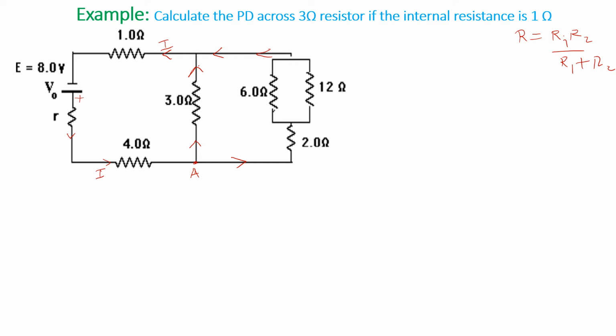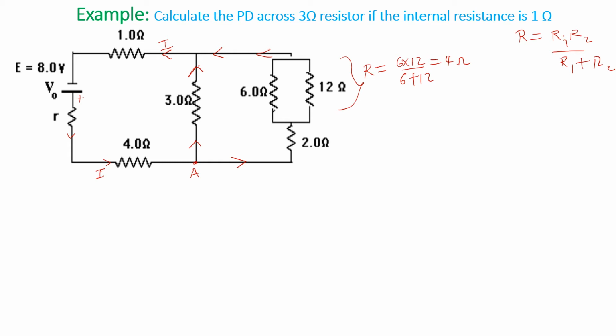We can start from anywhere we wish, but in this case we start with the parallel combination of the 6 and 12 ohm resistors. The total resistance between them is going to be 6 multiplied by 12 over 6 plus 12. If you use your calculator, you're going to get 4 ohm. So the 6 and the 12 combined, because they are in parallel, give a resistor of 4 ohm.